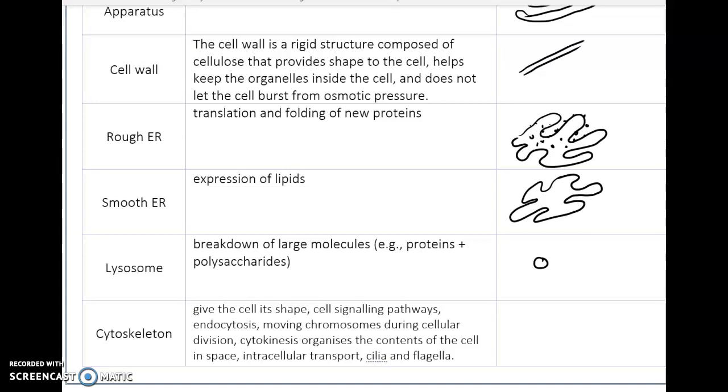It gives the cell its shape. It helps with signaling pathways. It's involved in endocytosis. It moves those chromosomes around during cellular division. Remember the spindle fibers and cytokinesis. It organizes the contents of cells in space, so it keeps the endoplasmic reticulum generally close to the nucleus and things like that. And of course, it can also be cilia and flagella. Probably the most common way you know of a flagellum is in your sperm cell. Sometimes you see it on the outside of bacteria as little hairs, and they're the cilia.